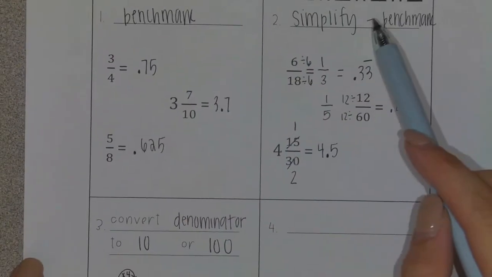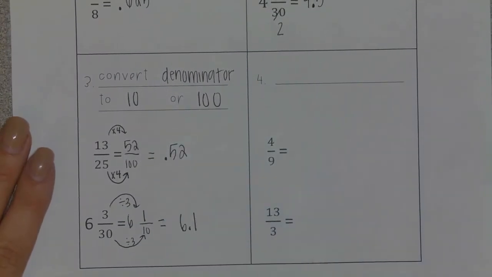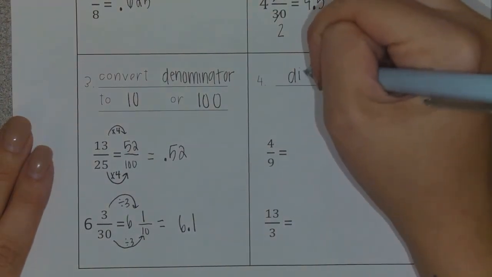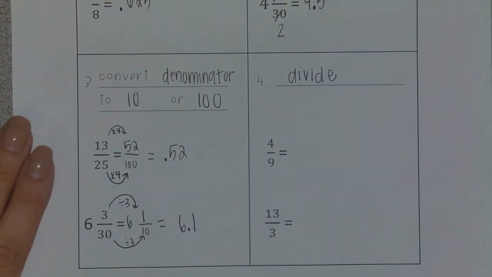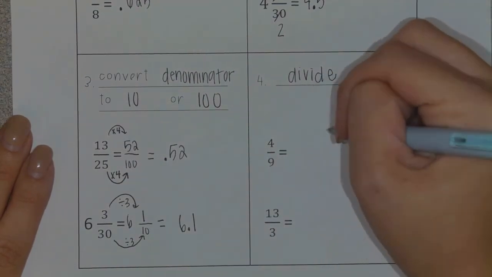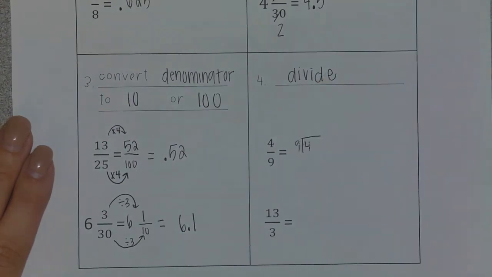And then sometimes it's not a benchmark. Can't simplify it to be a benchmark. And sometimes we have denominators that can't go to 10 or 100. So if those 3 options fail, the one way that works every single time is just simply to divide. Put that top dog in the house. So 4/9. So 4 is my top dog. It goes inside the house. 9 goes on the outside.